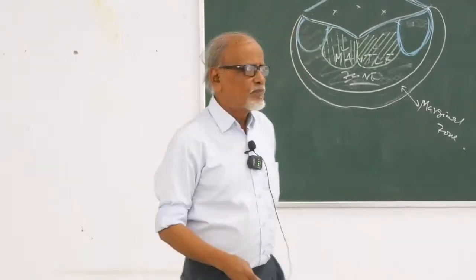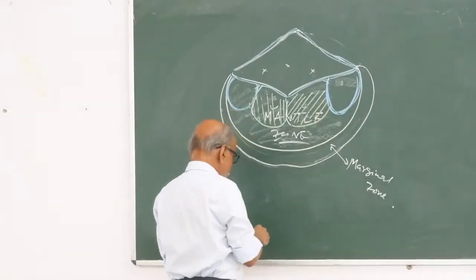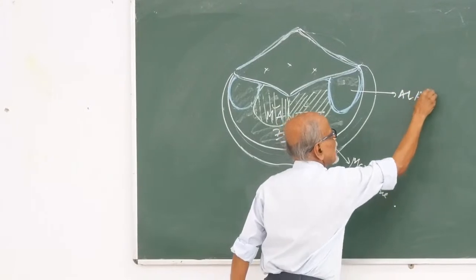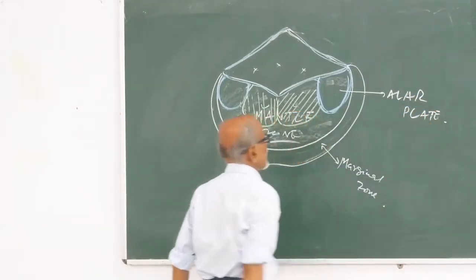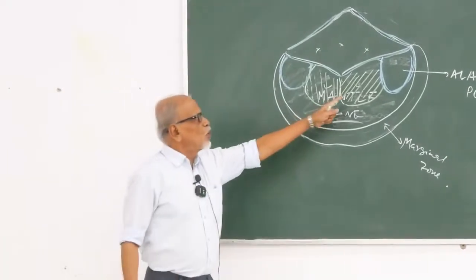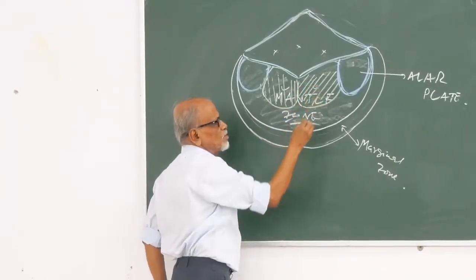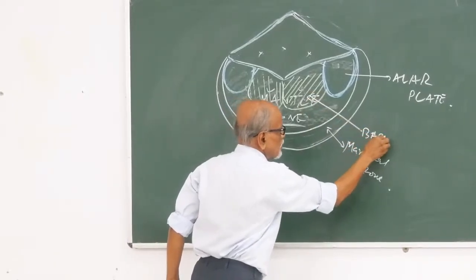The lateral one, this column, is being called the alar plate. And this medial one will be called the basal plate.